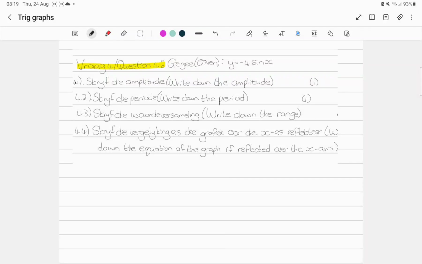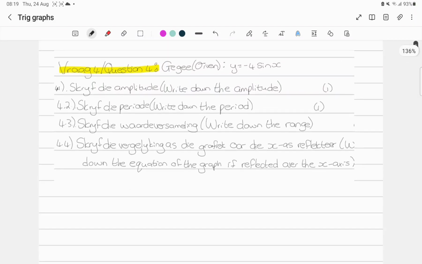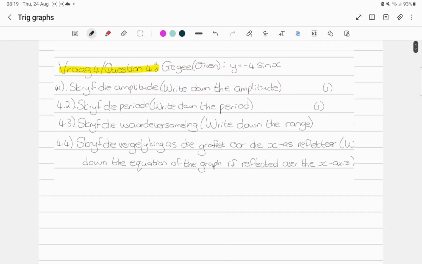Right, so in this video we're going to have a look at trig graphs again. If you have a look at the question given here, it is given in both Afrikaans and English, so this video is going to be a mixture of Afrikaans and English. But anyway, in question 4 it says, given the following equation, y equals minus 4 sine x.